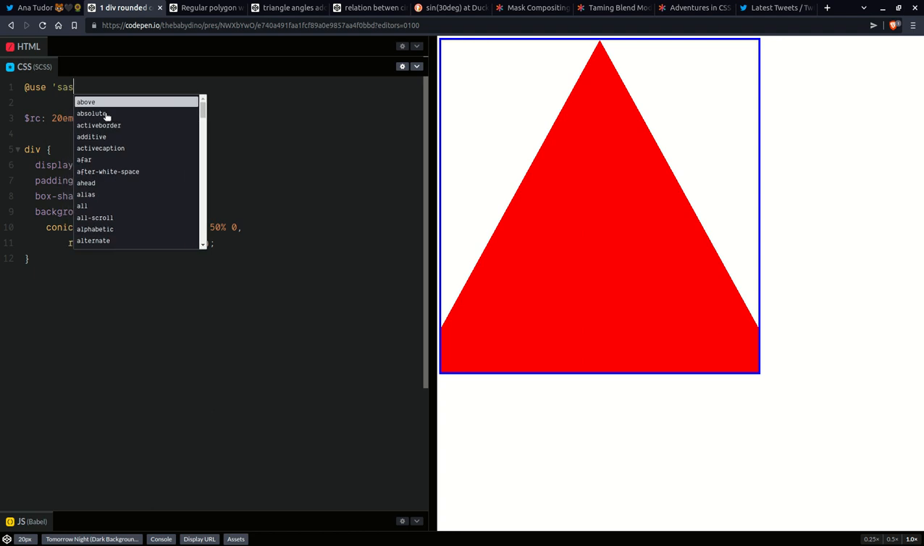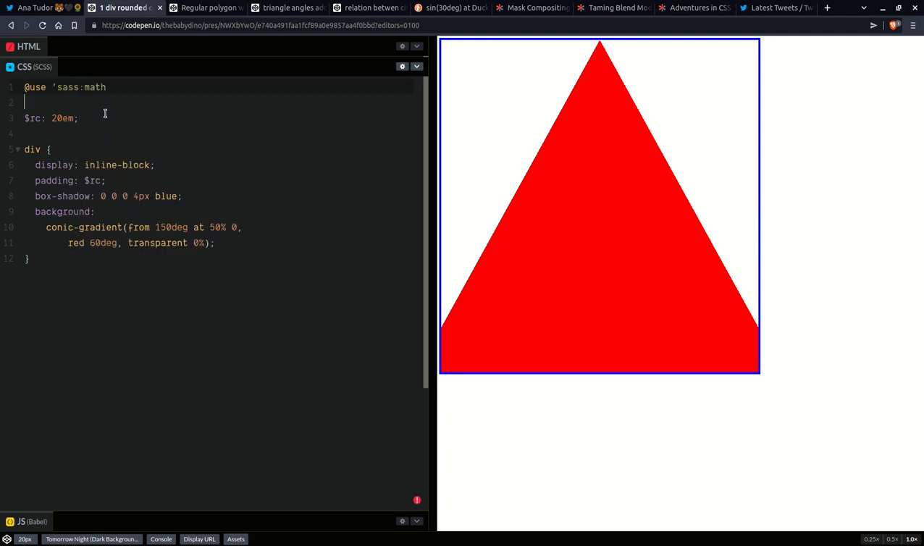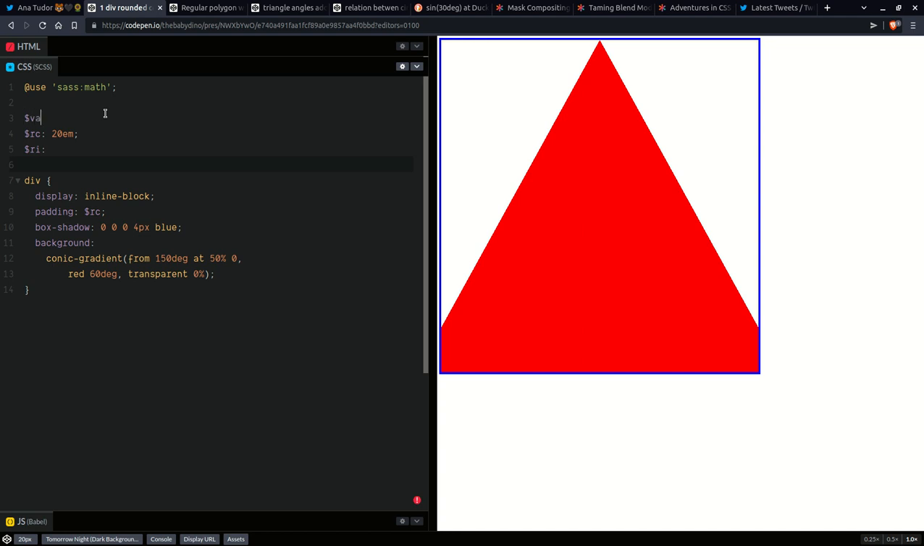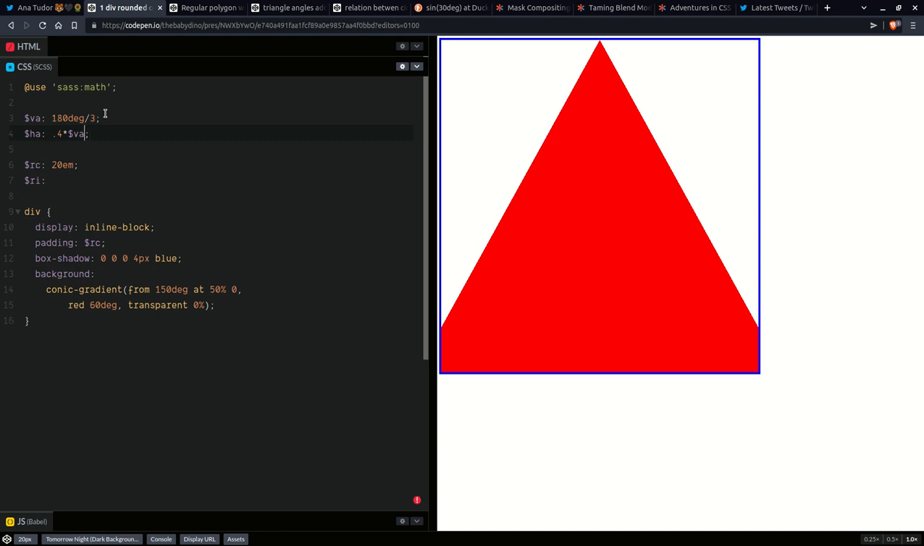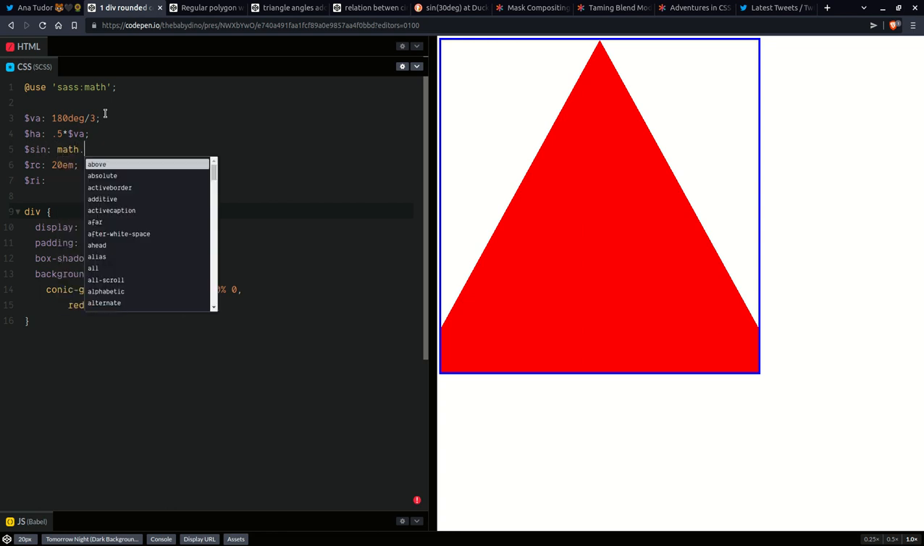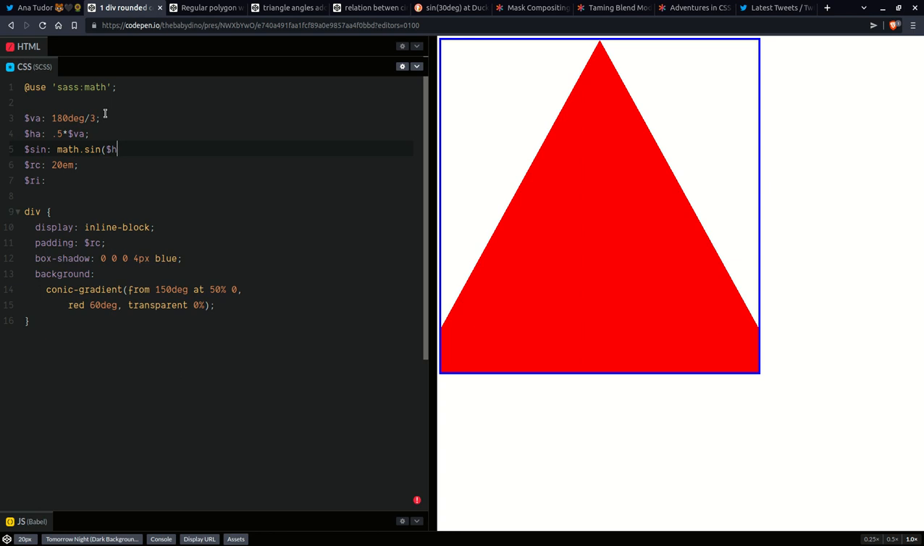And for that, we're going to need to import a SASS module. I cannot type. Okay, now here we're going to have the inradius, right? Let's get the vertex angle, which is 180 degrees over 3 for a triangle. Then we're going to have the half angle, which is going to be half the vertex angle. That should have been 0.5. Okay, and then we're going to have the sine, which is going to be the sine of the half angle.